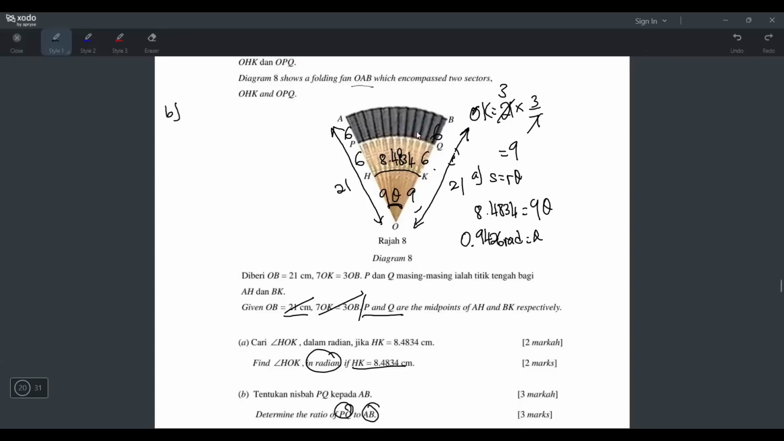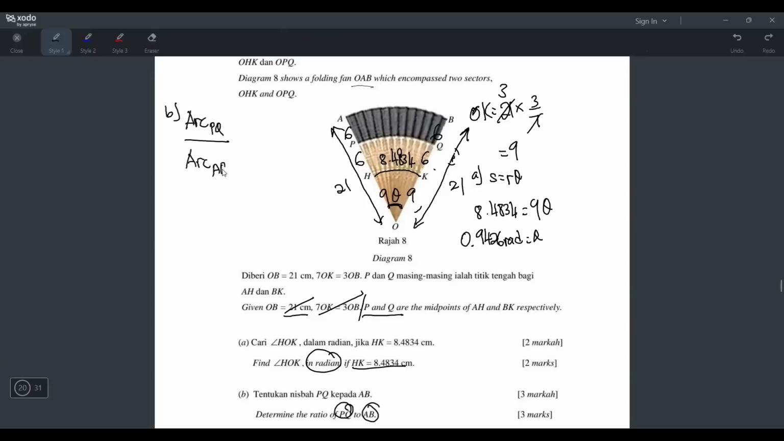So yeah, they should mention it actually, because PQ can also be like this, right? And if it's like this, then it's a different story already. The formula we use will be different. Okay, but I think they are trying to say the arc PQ and the arc AB, right? So I will just write arc PQ over arc AB.